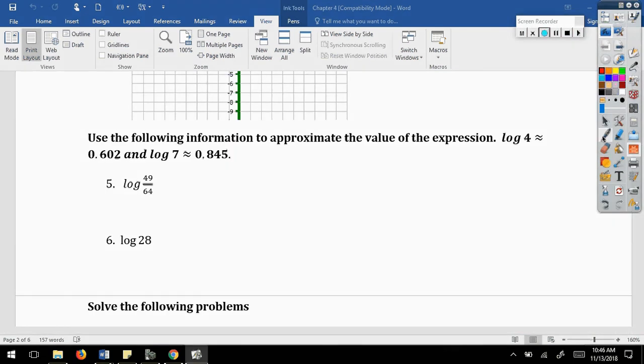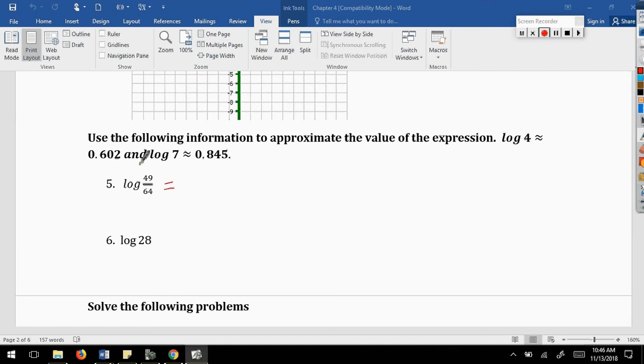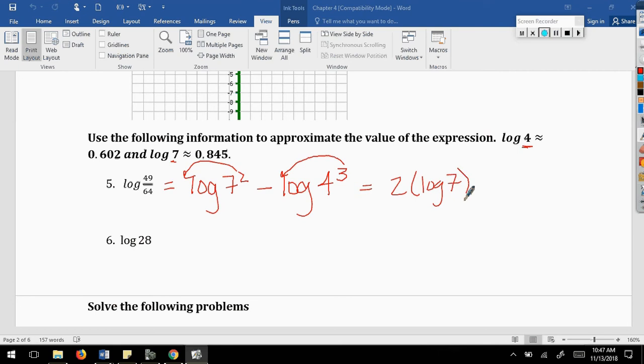Okay, so for these, we're going to expand these logarithmic expressions, and we're only going to use 4 and 7. So I'm going to do log of 49, I'm going to change to 7 squared, minus log 64, I'm going to change to 4 to the third. I'm going to bring these exponents around to the front so that I have 2 times the log of 7 minus 3 times the log of 4.